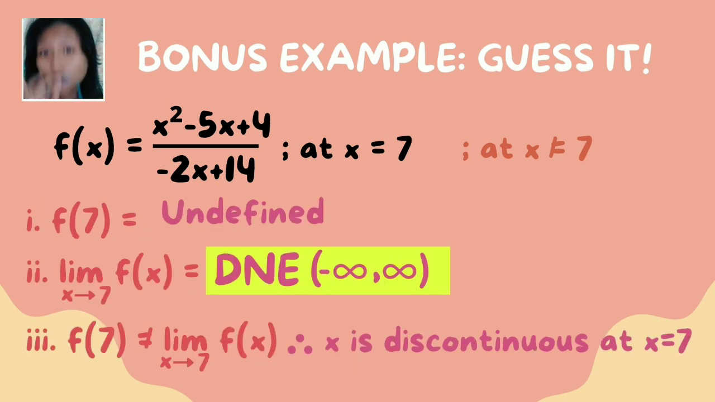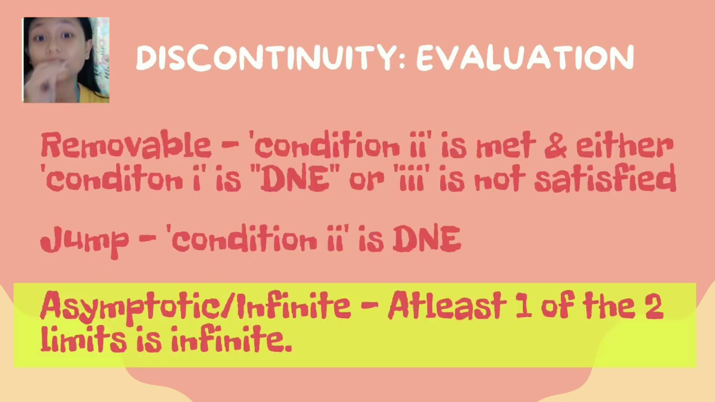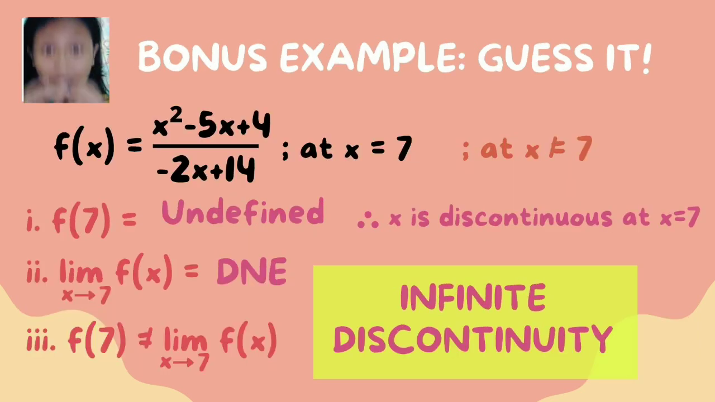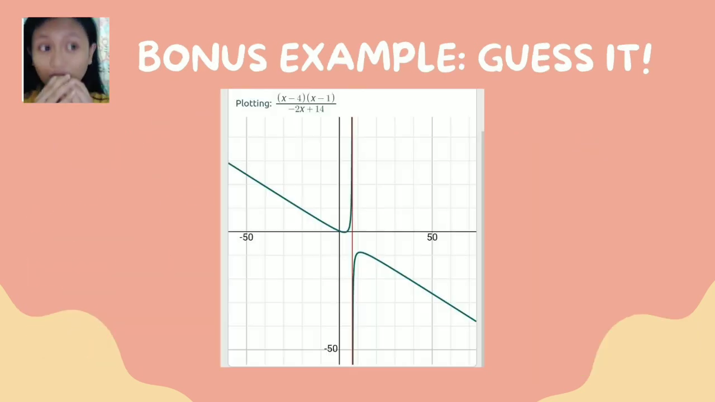In conclusion, condition 1 undefined, condition 2 DNE because it has positive and negative infinity. Lastly, for condition 3, f of 7 is not equal to the limit of the function as x approaches 7. Therefore, f is discontinuous at x equals 7. Again, the limits are infinite. That's why this type of discontinuity is asymptotic or infinite. The graph would look like this.